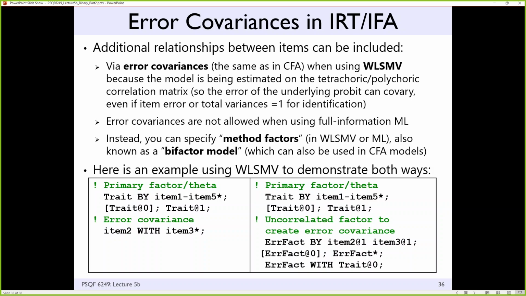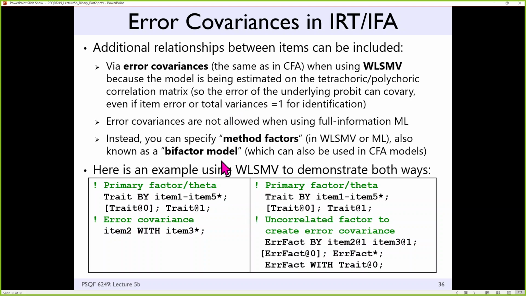So we don't have error variances. So can you guess what will happen in Mplus if you try to make a covariance between a thing that doesn't exist and another thing that doesn't exist? You'll be like, what? No. So there's a workaround. If you are in limited information, if you're in the world of WLSMV where you're working with correlation matrices, you can actually have error covariances, but not in full information.